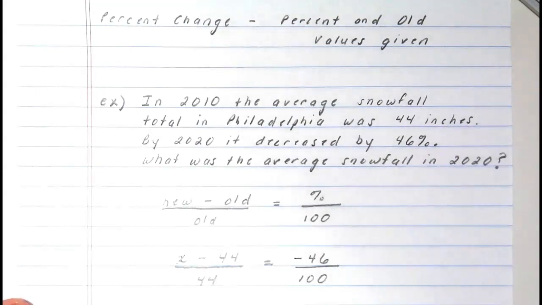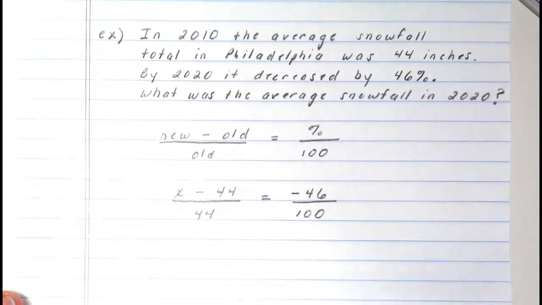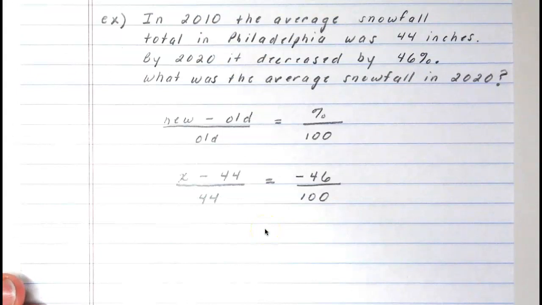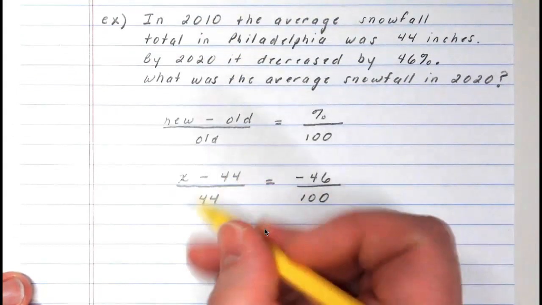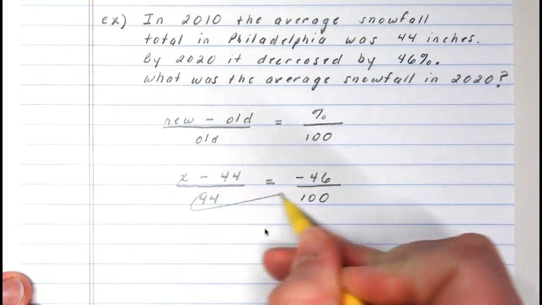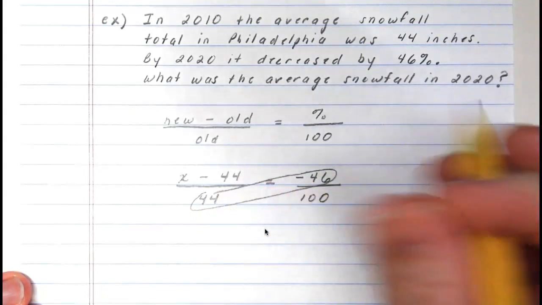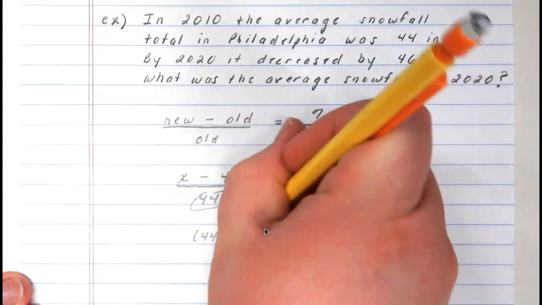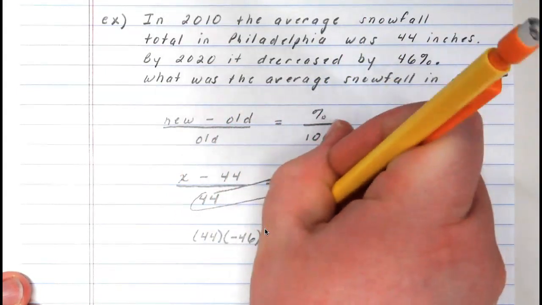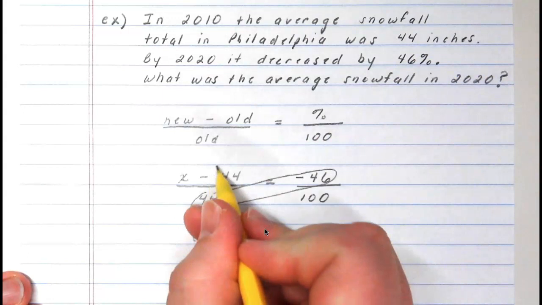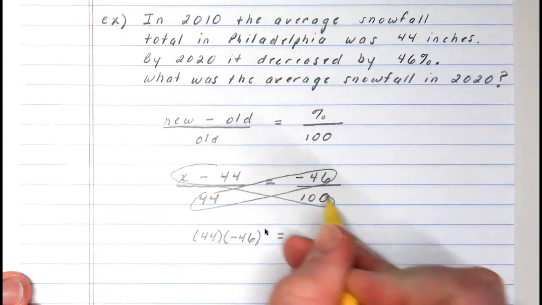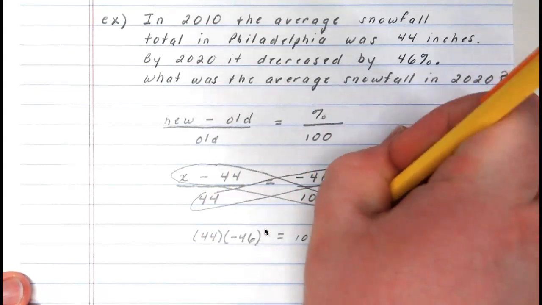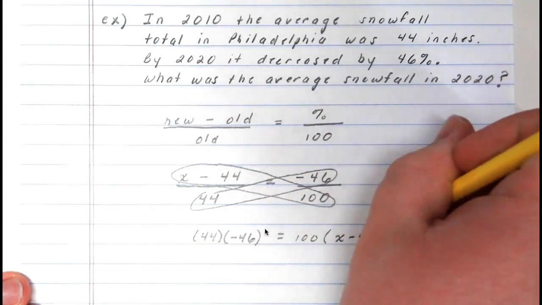All right, now we have our proportion set up, and we can use our cross product property to help solve the problem. We're first going to start by multiplying the denominator on the left by the numerator on the right. So that's 44 times negative 46. And then we're going to multiply the 100 times this term over here. So that's 100 times the quantity of x minus 44.